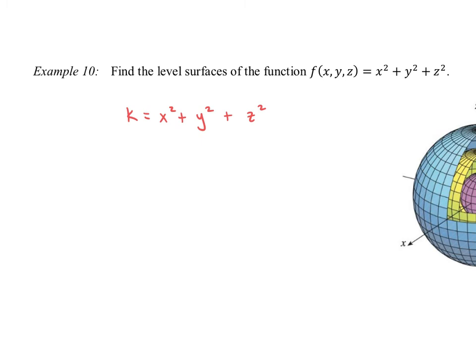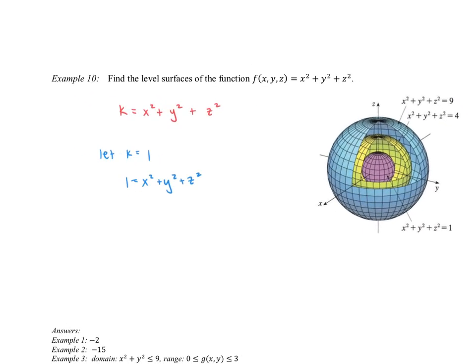then we could, for example, let k equal 1, and we have 1 equals x squared plus y squared plus z squared, and all of a sudden you can see over here in our picture that we have a sphere with a center at the origin and a radius of 1. Or for example, let's say we want to let k equal 4. Well, then we have 4 equals x squared plus y squared plus z squared, and of course that's over here. That is a sphere centered at the origin with a radius of 2.